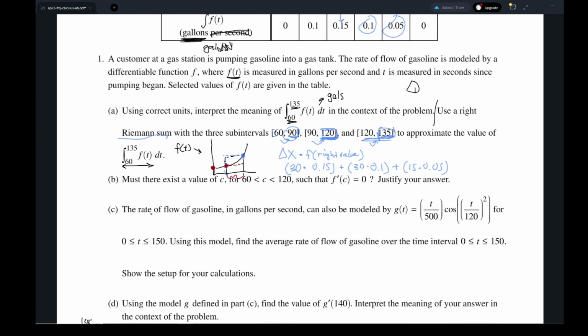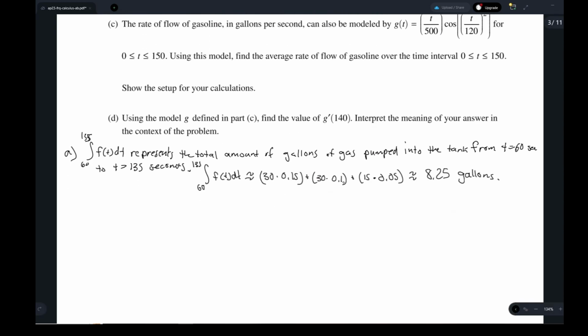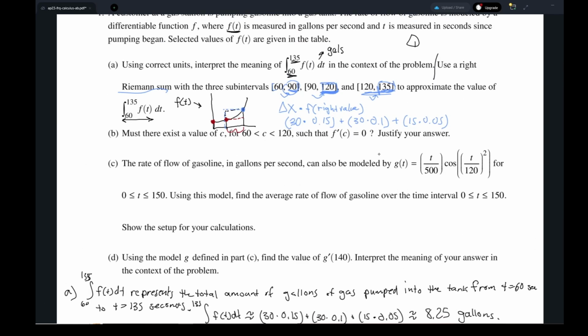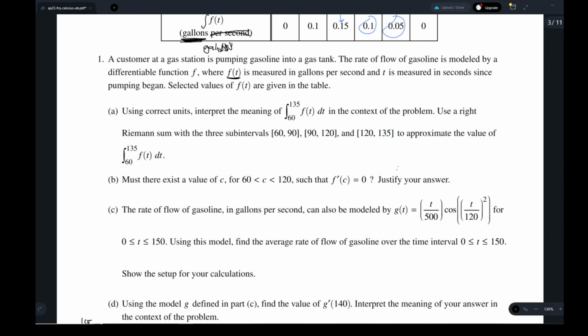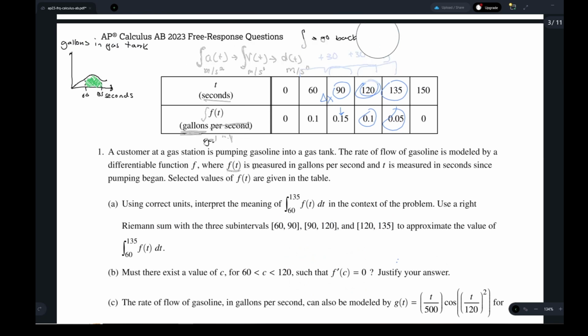That is full credit of part A, right? So now part B says, must there exist a value of C, where 60 is less than C, which is less than 120, such that f prime of C is equal to 0, right? And we'll get into what this means. I'm just going to go ahead and erase my work from here so that we have more space to work with. I'm going to erase it up here as well.